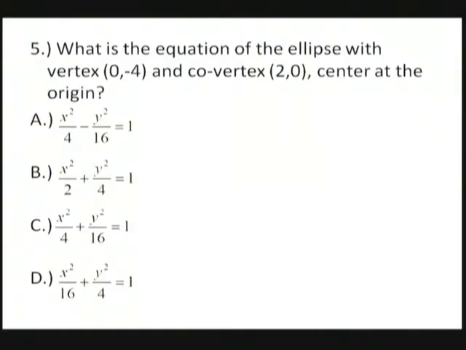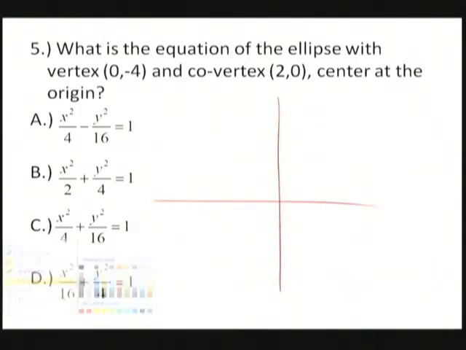Okay, number 5. Again, let's get a sketch out of this. I've got an ellipse with a vertex at 0, -4. Let's say that's about here. Here's the vertex, and so I've got another one up top. And a co-vertex at 2, 0. So I'll put co-vertex here and here.